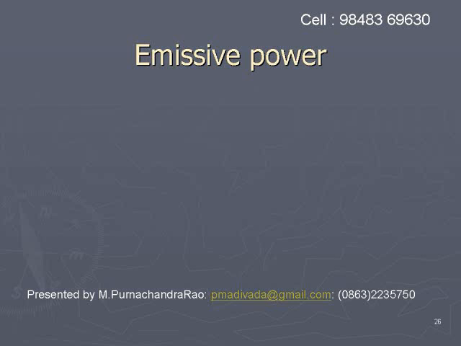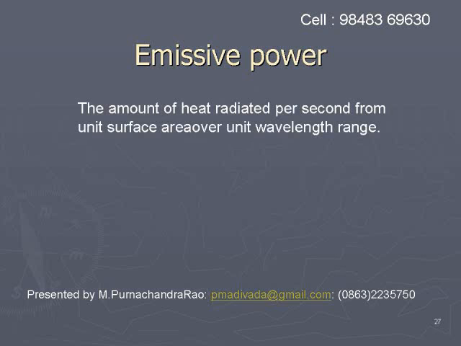Emissive power of a body. The amount of heat radiated per second from unit surface area over unit wavelength range is called emissive power. It is denoted by E lambda.